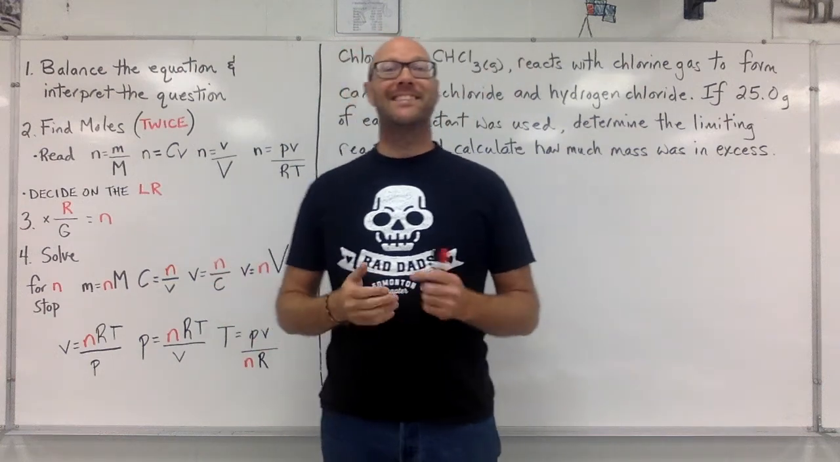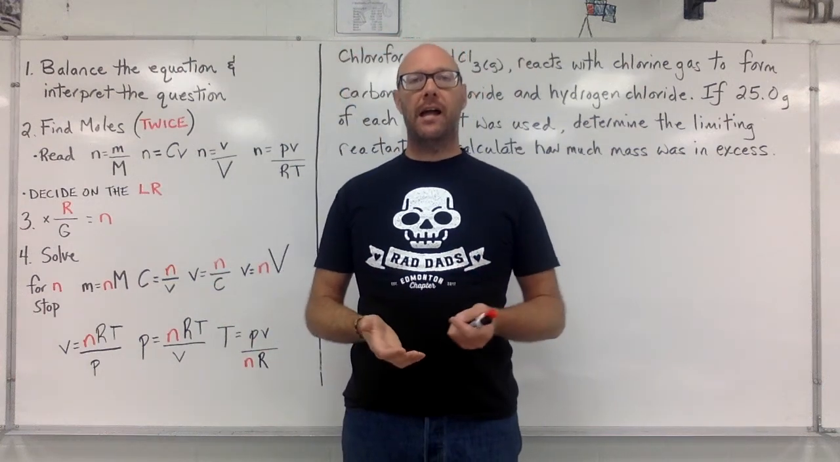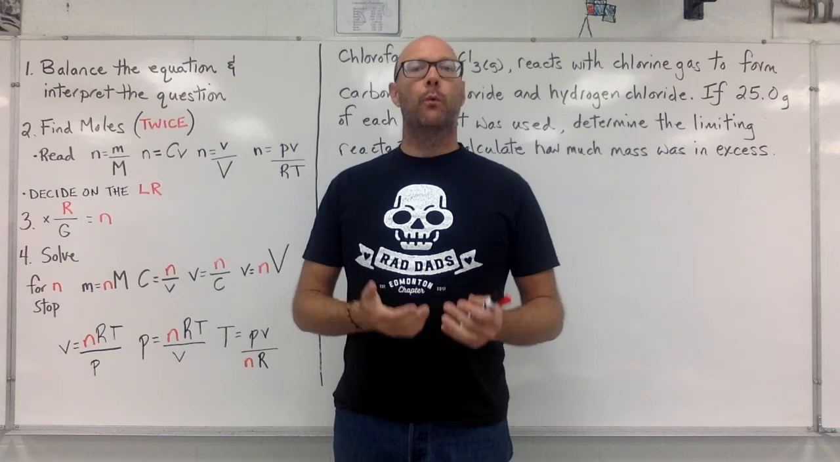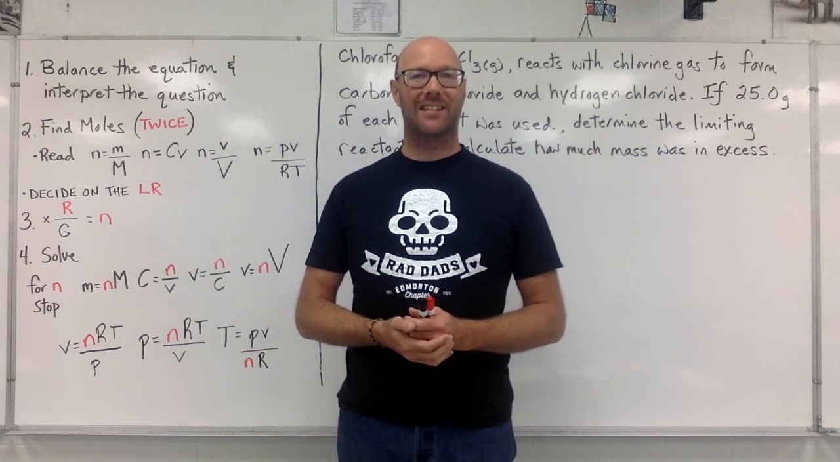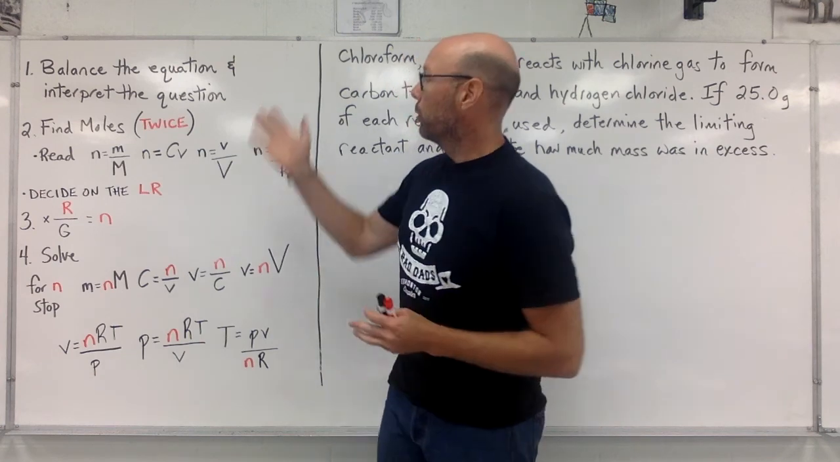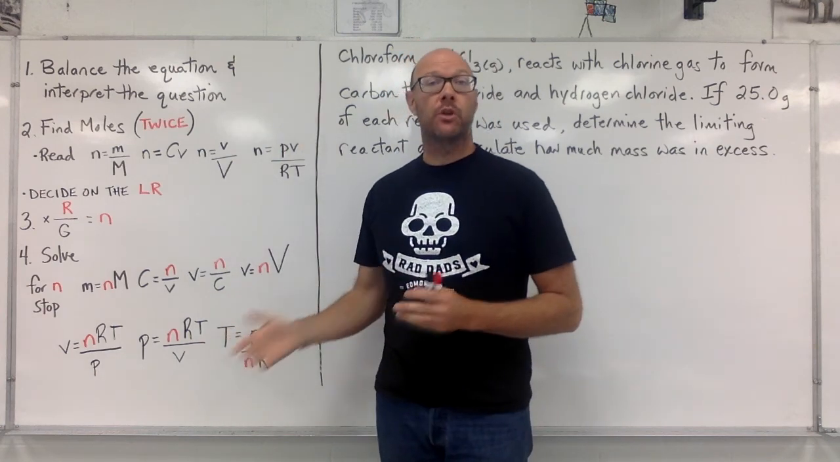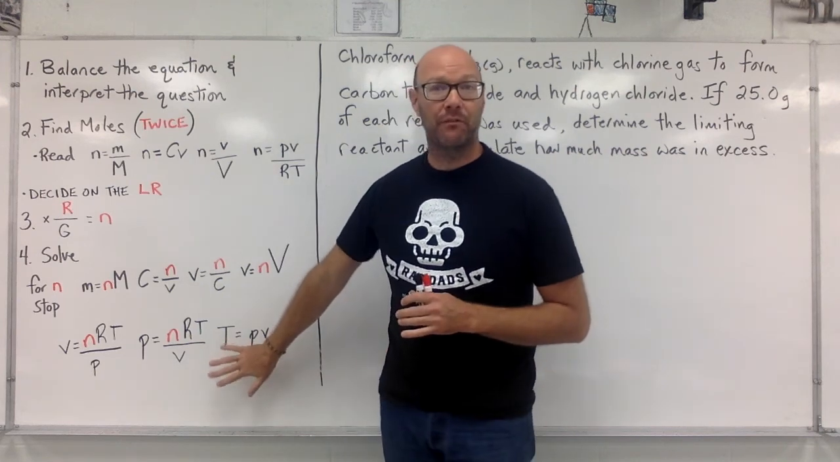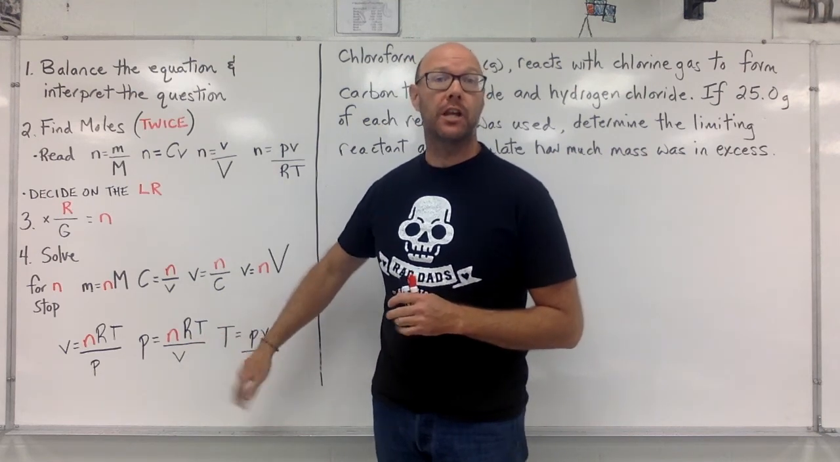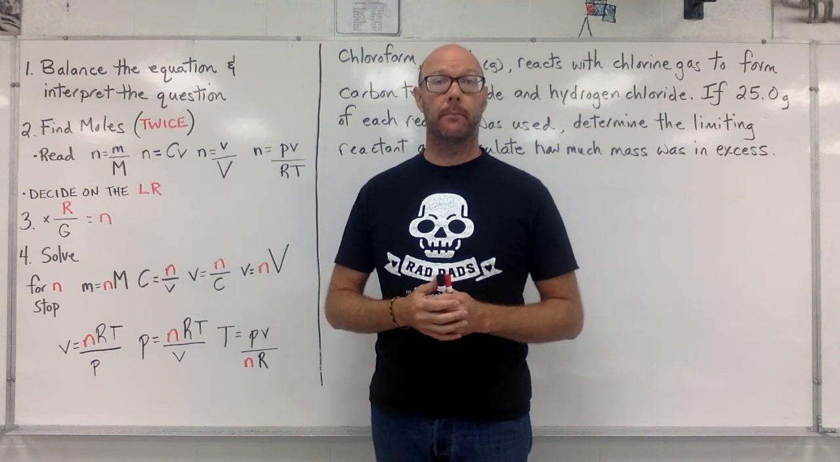Hi everyone. This is an example of a limiting reactant stoichiometry problem where we're asked to determine the amount of the excess reactant. Now, we're going to follow our same 4 steps, only there's an extra wrinkle that we have to follow through with at the very end. After our solve step, there's a subsequent step.